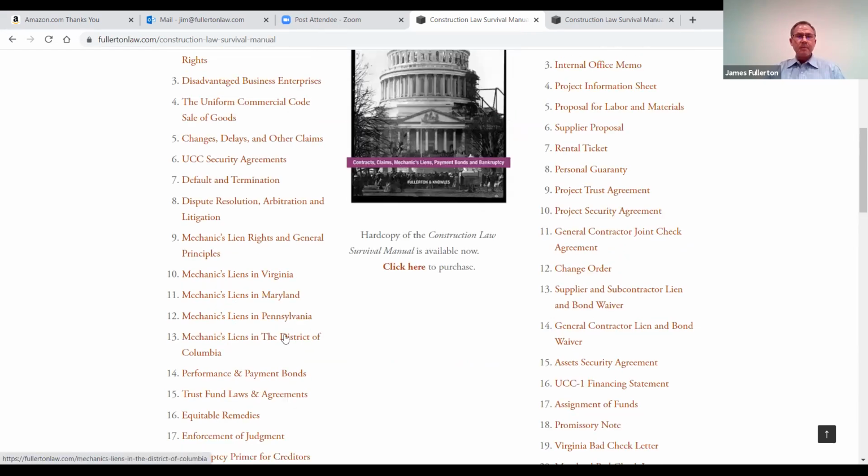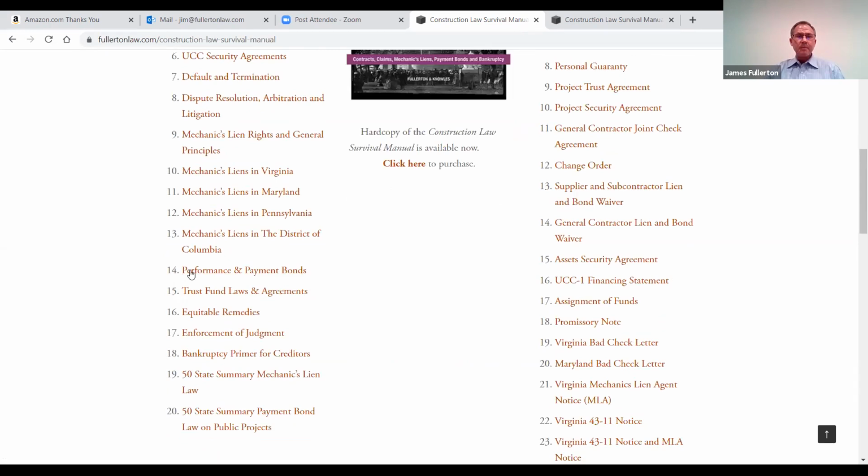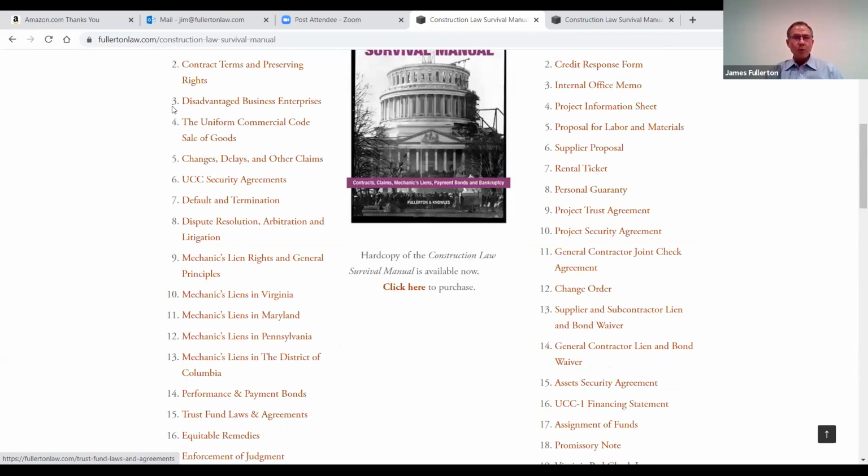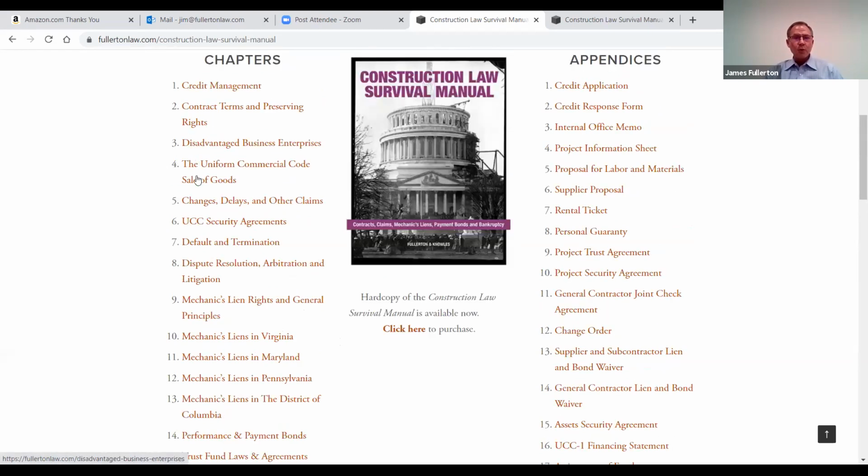Today, we're going to be talking about primarily chapter 14, performance and payment bonds. We're not going to talk about performance bonds so much as payment bonds here today. We will also discuss mechanics lien and bond waivers. You actually find that at the end of chapter 2, the contract terms and preserving rights chapter. So you could open those chapters now if you wanted to look at them.